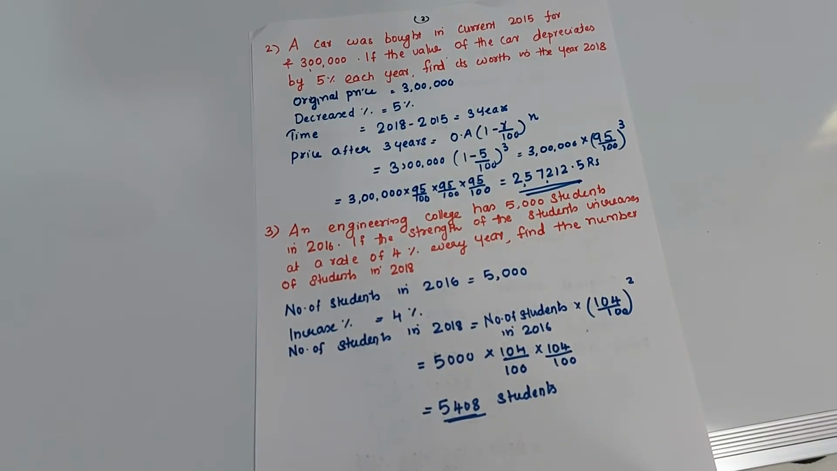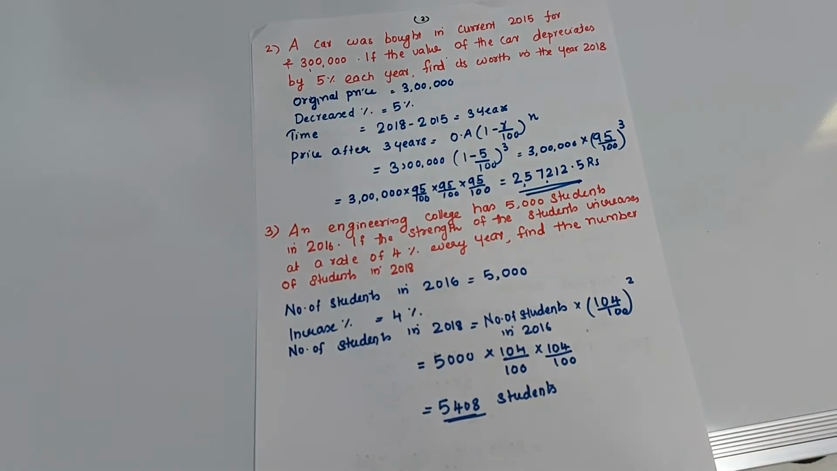Now price after 3 years, we use the formula for decreased amount. To get the decreased amount, we will use original amount into 1 minus r by 100 whole power n. Here r is rate of decrease, n is the time period. So 3 lakh into 1 minus 5 by 100 whole cube is equal to 3 lakh into 95 by 100 whole cube, is equal to 3 lakh into 95 by 100 into 95 by 100 into 95 by 100, is equal to 2,57,212.5 rupees. This is the decreased amount.